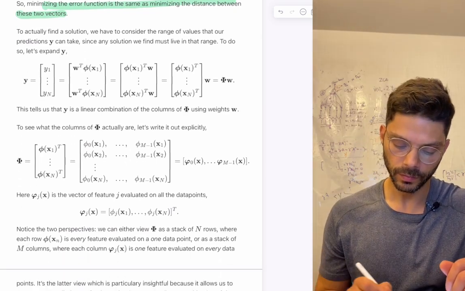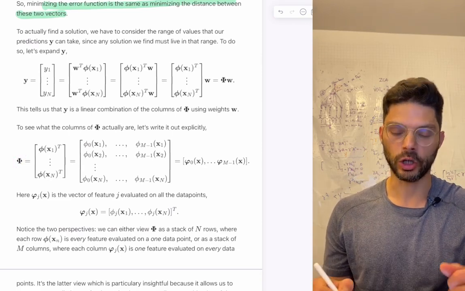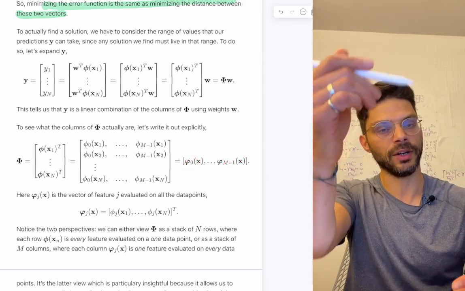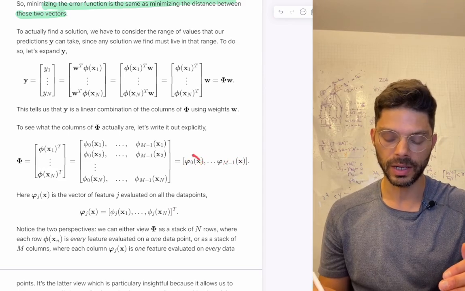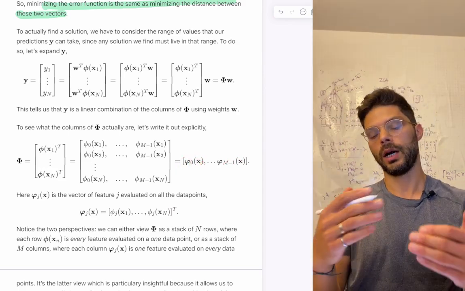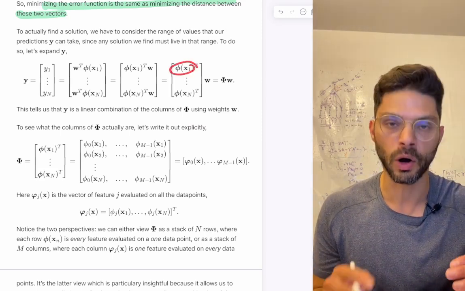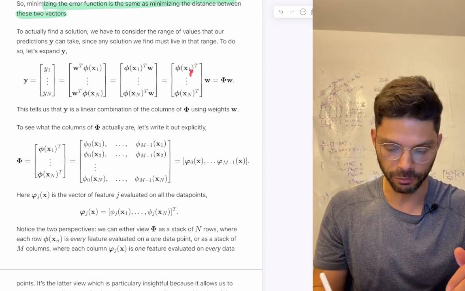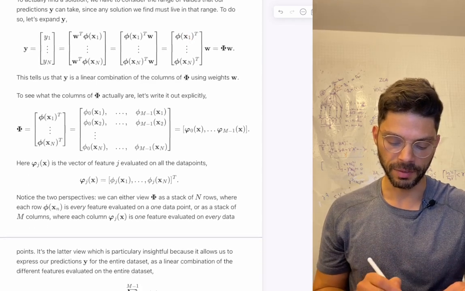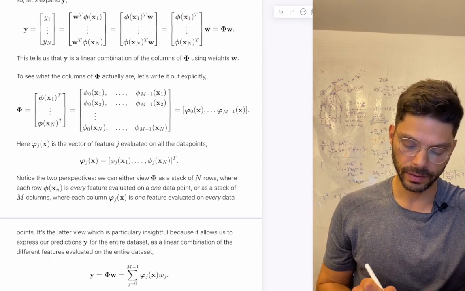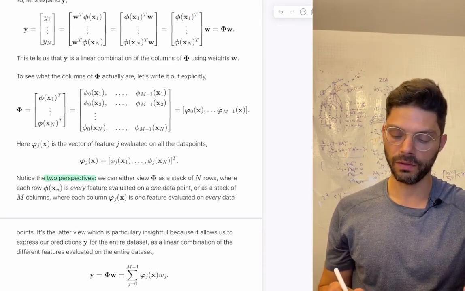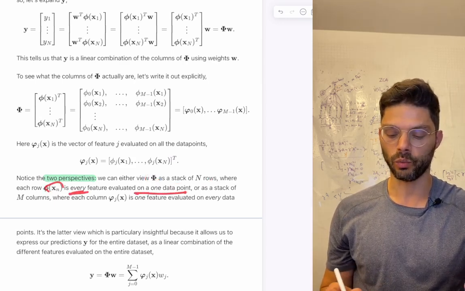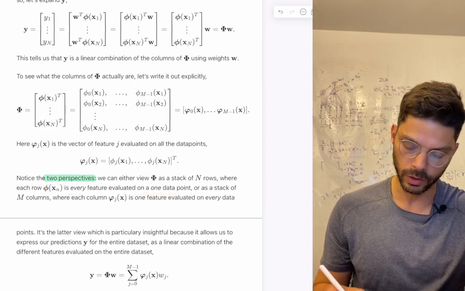So these are our tools, basically, our basis that we can use to try to capture y. So phi, you can also see as a bunch of columns of individual features evaluated on all the data points. Notice that I've dropped the n subscript because each of these features is going to be evaluated on all of the data points. Whereas when we look at the rows, they are all the features evaluated on a single data point. So that's why we've got the index as well. And that's basically what I'm saying here. So notice we've got the two perspectives. We can either view phi as a stack of n rows, where each row is every feature evaluated on one data point. So it shouldn't be on x_n, it should just be on x_1.